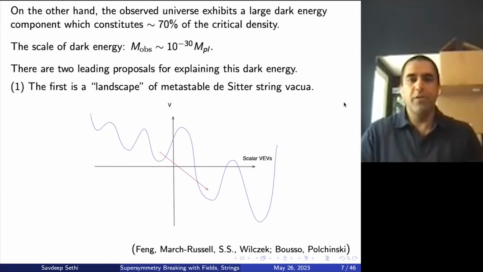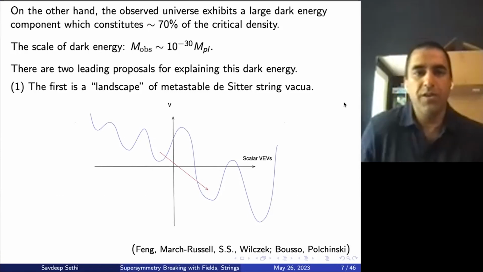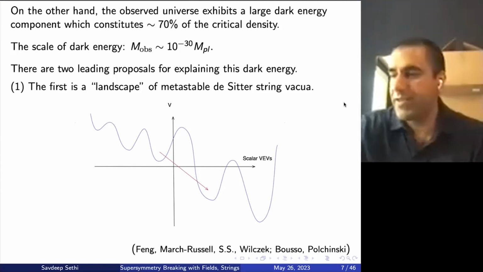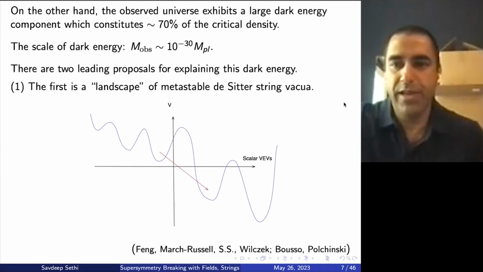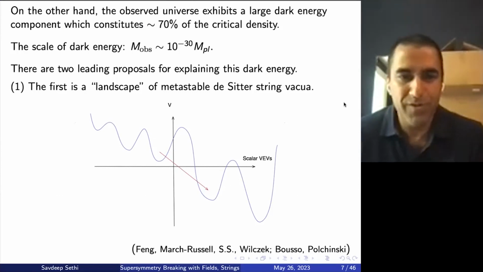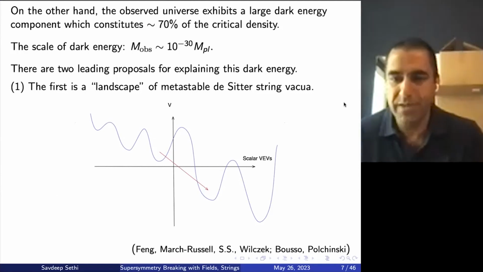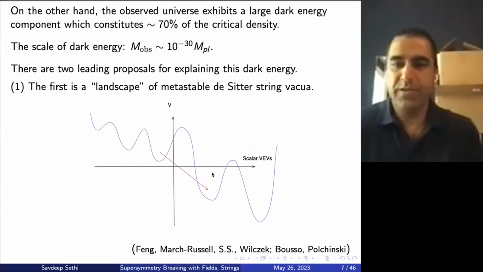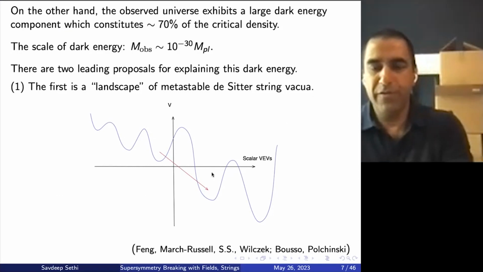On the other hand, if we look around the universe, we see that there's a large component of dark energy, about 70% of the critical density, with a tiny scale compared to the Planck scale. And we need to explain how this could come about from string theory. So there are two leading proposals for explaining dark energy. In the past, the most popular proposal was a landscape of metastable de Sitter vacua, just a very complicated potential with an enormous number of minima spread around. And one of those minima would correspond to us.